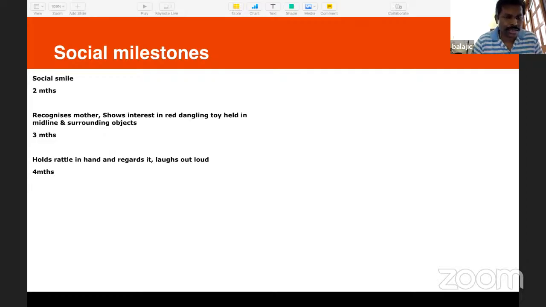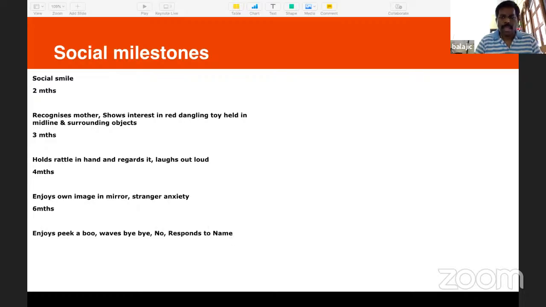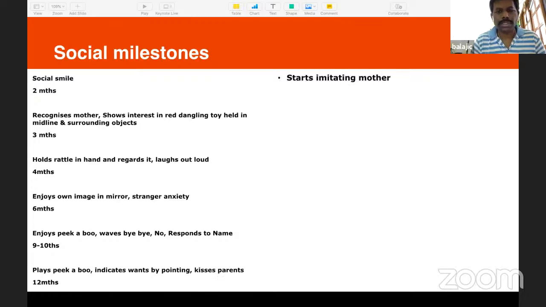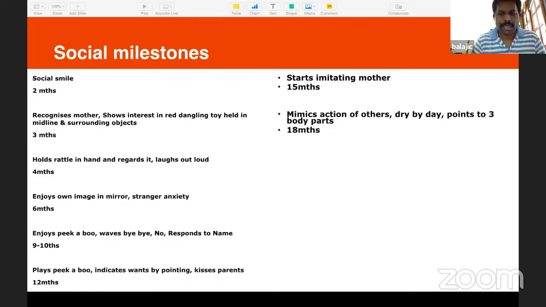So they start intently looking at their hands, and laughing out loud and enjoying the mirror image by 6 months. And just as they enjoy their own image, they will also have stranger anxiety by 6 months. And by 9 months they will wave bye bye and enjoy the peekaboo game. They start playing peekaboo by 12 months. Mimicry starts appearing from 15 months.